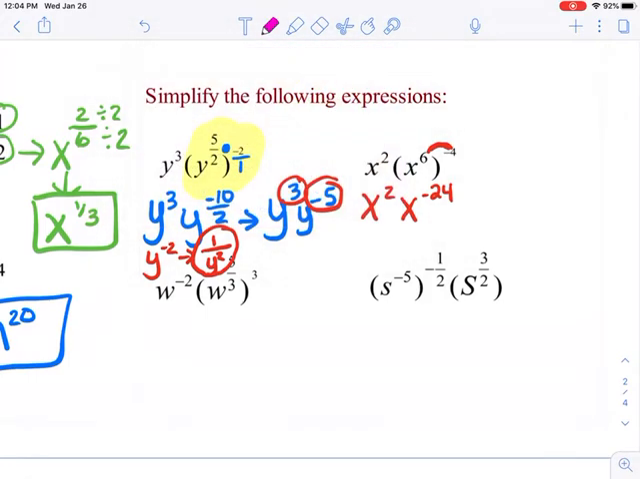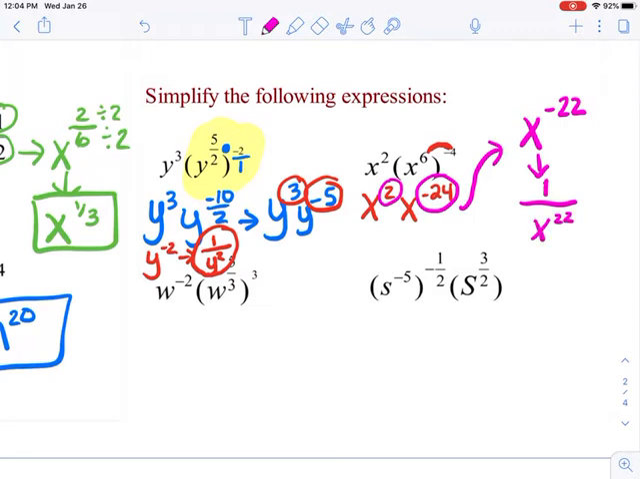Now I can go ahead and multiply things with the same base like we did in the last lesson. So that would give me x. I just add my exponents now since I'm multiplying with the same base. So it gives me x to the negative 22nd. Again, we can't end with a negative exponent, so right now it's like in the numerator of this fraction. So I have to bring it downstairs to make it positive. And again, we'd put a 1 in the numerator.